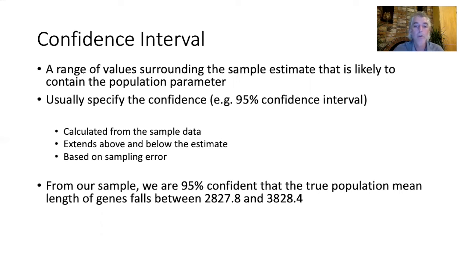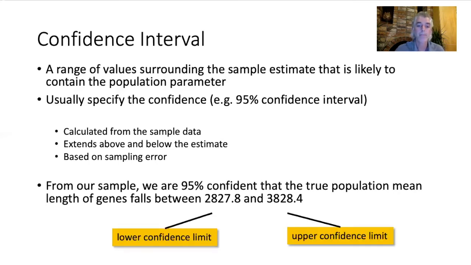So if we go back to our example of the average length of genes in terms of nucleotides in the human genome, we can calculate from that statistical sample what the lower and upper 95% confidence intervals are for those gene lengths. And so then we can state with 95% confidence that the true length of genes in the human genome falls somewhere between 2,828 and 3,828. So 2,828 represents our lower confidence limit, and 3,828 represents our upper confidence limit.